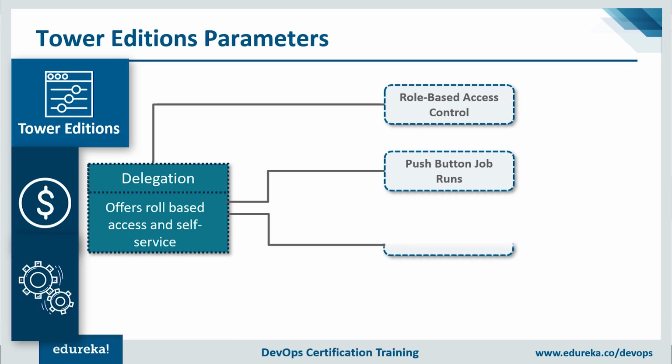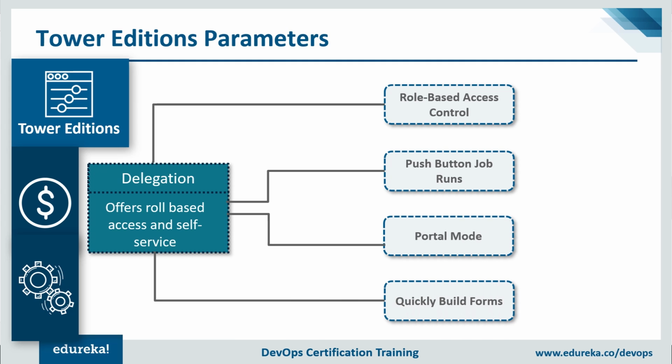It also offers a simple view for the delegated users and quickly builds forms to request job variables from Ansible Tower users. So now again, let me tell you that the self-support edition doesn't offer the quickly built forms to request job variables from Ansible Tower users, whereas the standard and premium editions do offer these features.